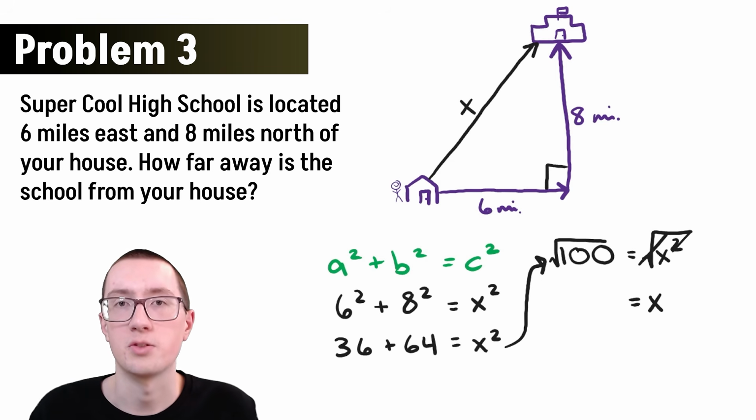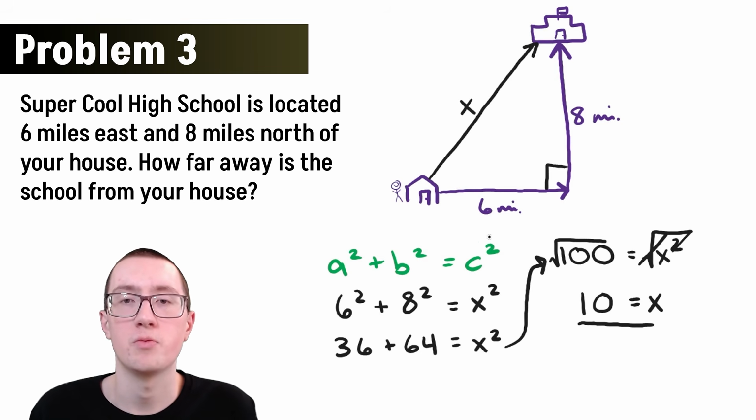Well, if you didn't know this, you could put it in your calculator as always, but the square root of 100 is 10. And technically, negative 10 could work as well, but you're not going to walk a negative distance to your school, so we're going to use the positive amount. So there we go. We've solved the problem. Our house is 10 miles away from the school.